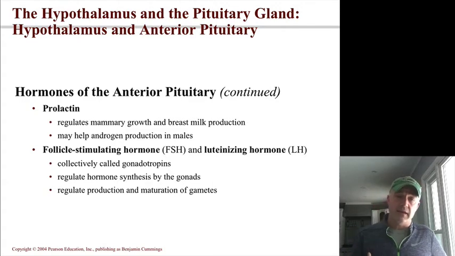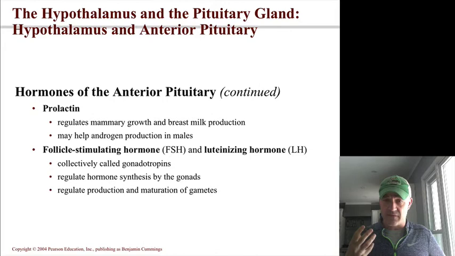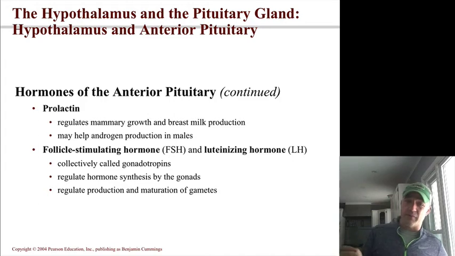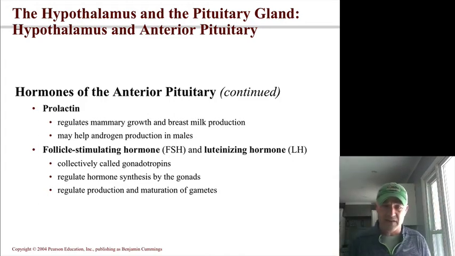Prolactin stimulates the mammary gland in females to produce the structures that are going to lead to breast milk formation during pregnancy, post-pregnancy, when lactation is happening. It does help with androgen production in males. Follicle stimulating hormone and luteinizing hormone are pretty similar, males to females. There might be some minor differences, but they kind of keep them the same names.